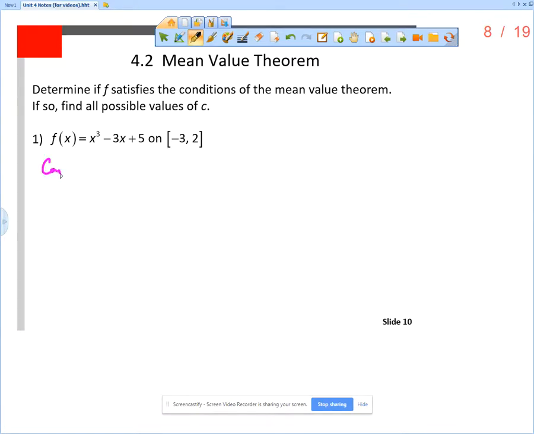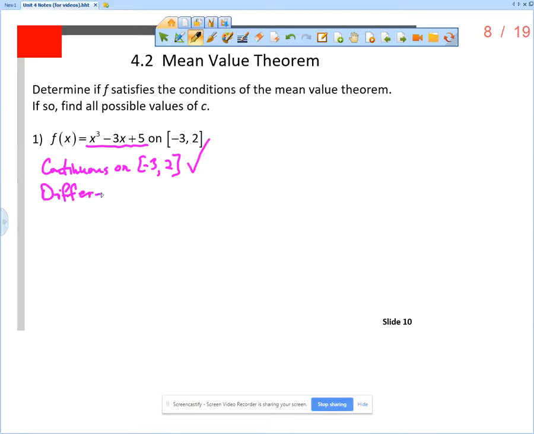So first question, is the function continuous on negative 3 to 2? In other words, is there any sort of discontinuity? Is there a hole, a jump, an asymptote, or some sort of an oscillating spot? But that's really not that common. Is there a hole, meaning, is this function x cubed minus 3x plus 5 ever undefined from negative 3 to 2? Well, the answer is no, because the domain of x cubed minus 3x plus 5 is all real numbers. So there's no asymptote, no hole, no jump, anything like that. So it is continuous. Now, is it differentiable?